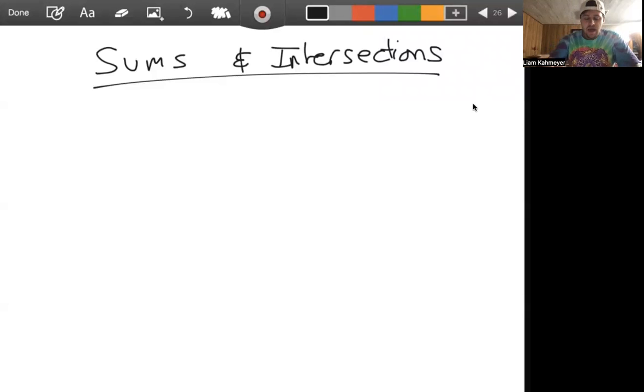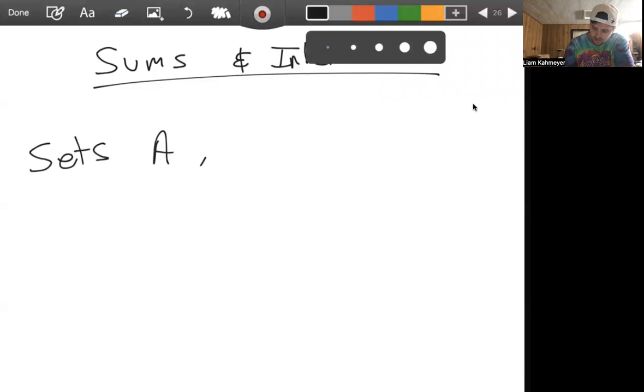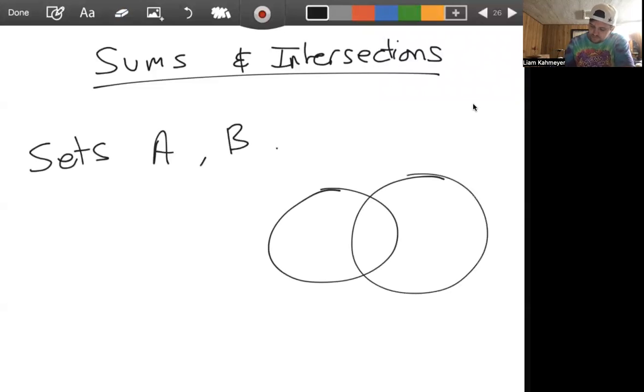We're going to now look at the sums and intersection of two vector spaces. And if you may remember, let's not take a look at vector spaces right now. If you just remember, if you have two sets, A and B, let's denote them as regions in the plane here.